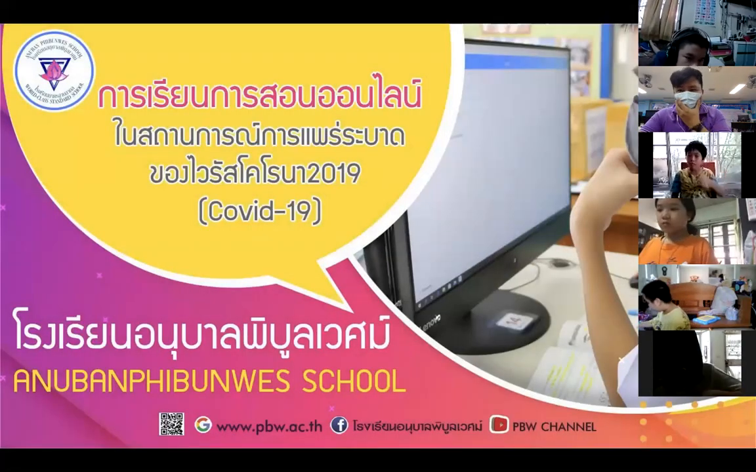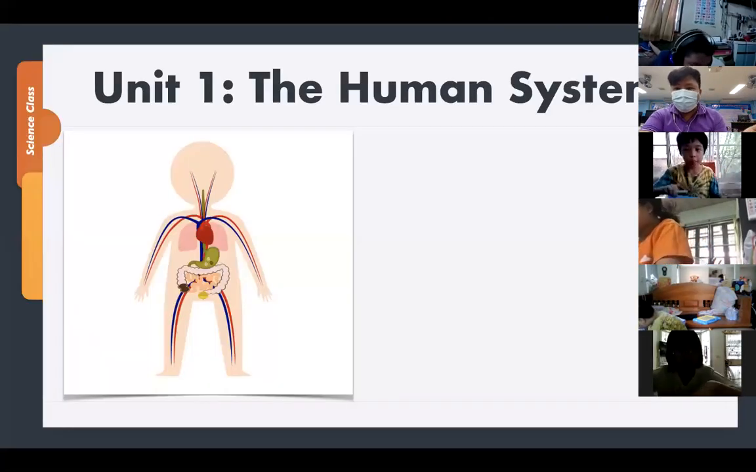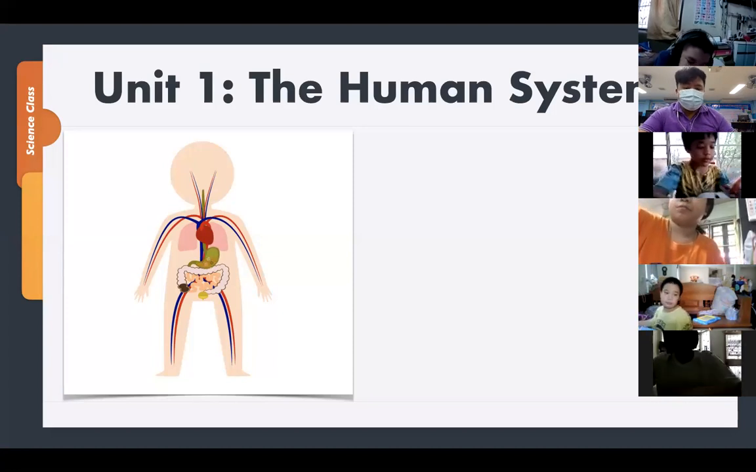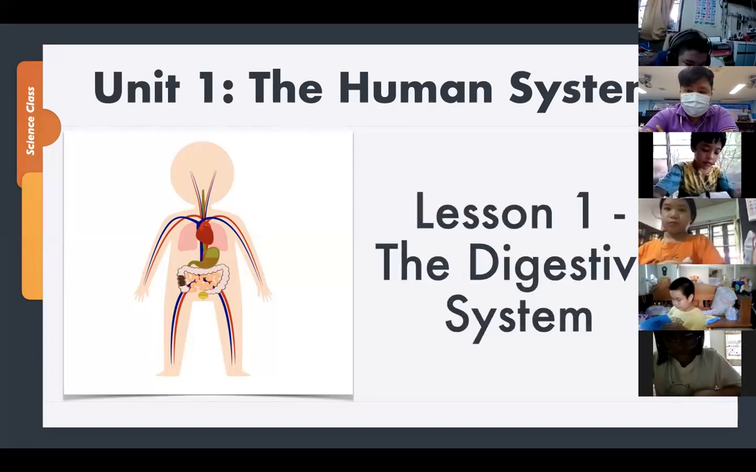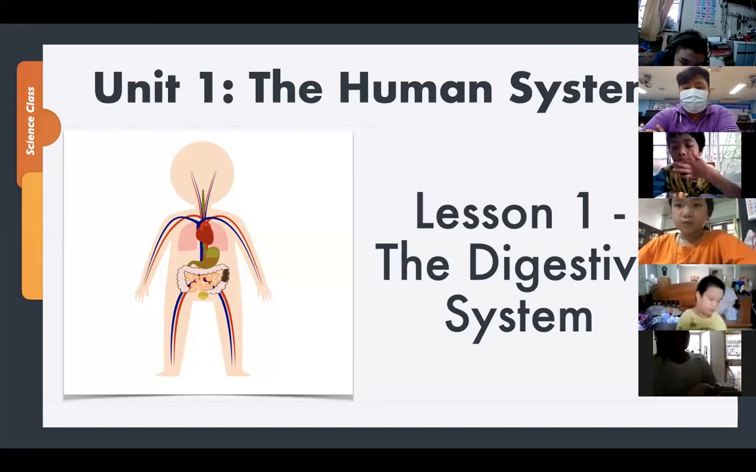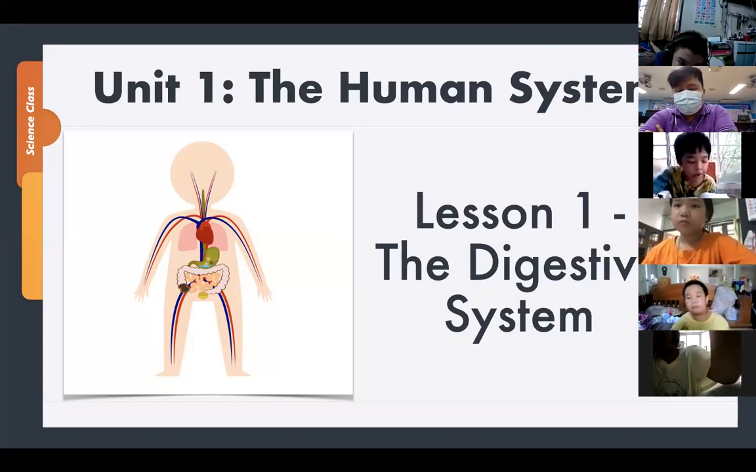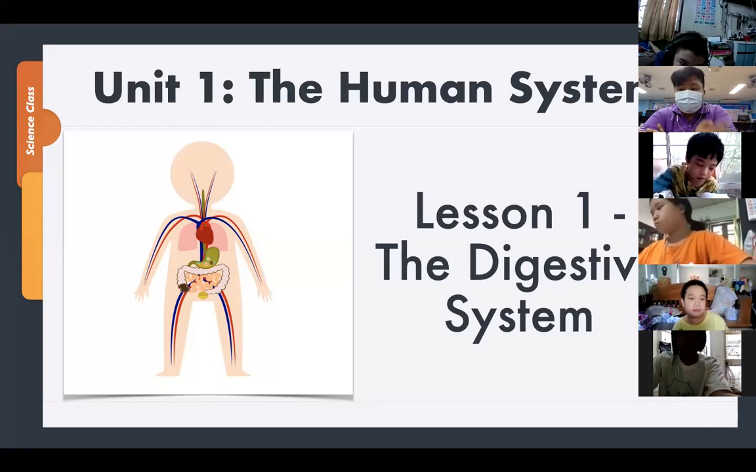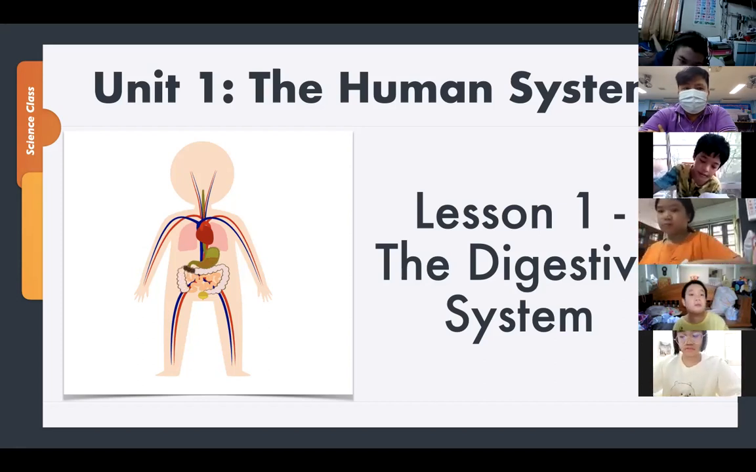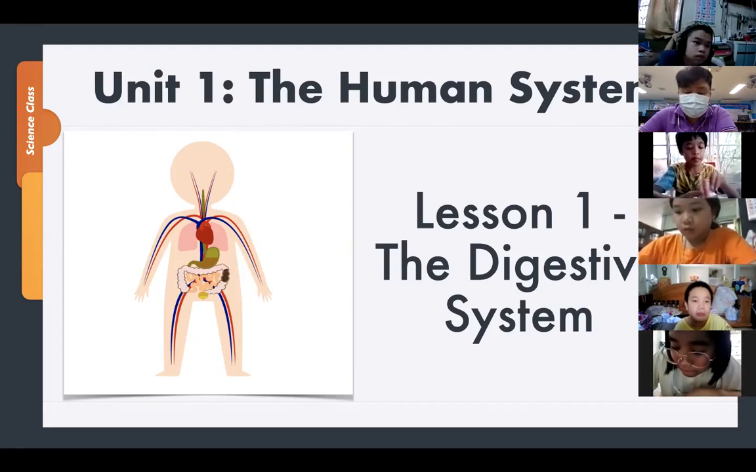Okay. I think we should start now with the vocabularies first. This afternoon, we will be talking about Unit 1, the human system. For the human system, our first lesson is about the digestive system. The first topic that we had is about food, right? Nutrients and food. And now we will be talking about the digestive system, wherein after eating the food, what will happen to the food inside your body? So it talks more about the digestive system. Now, these are the 10 vocabularies that you need to write in your notebook.